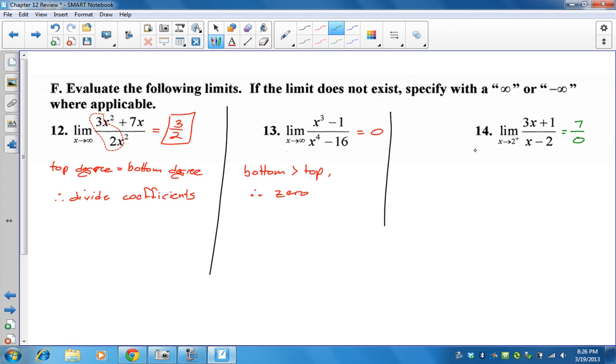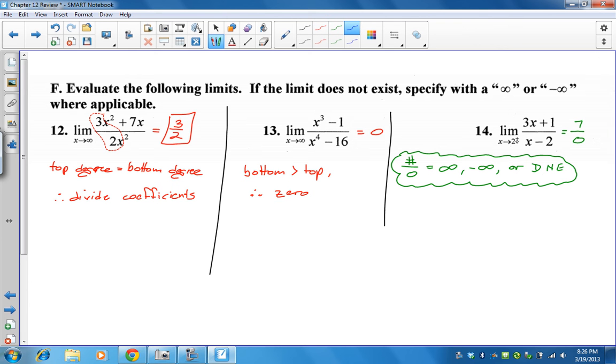And in limits, if you ever get a number divided by 0, it could be one of 3 things. Your answer could be infinity, your answer could be negative infinity, or the answer is does not exist. And we have to figure out which of those 3 it's going to be. So in limits, if you get a number divided by 0 after you plug in, then you're looking at one of these 3 cases.